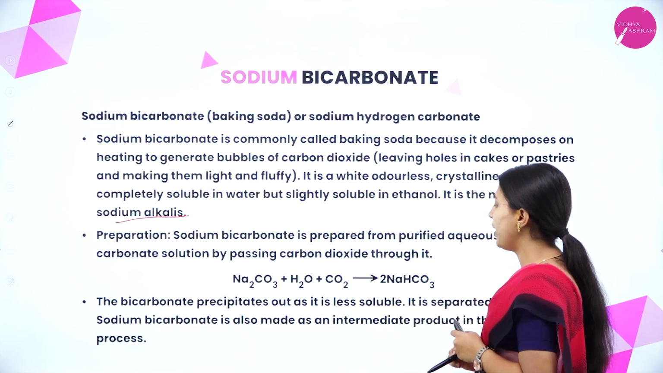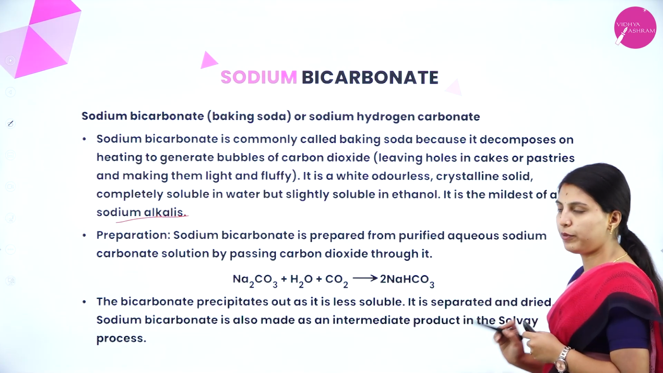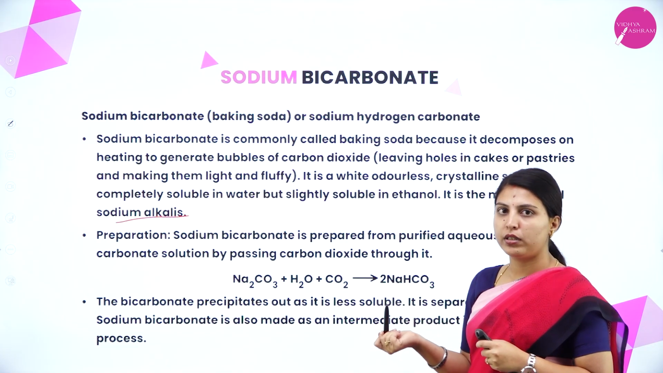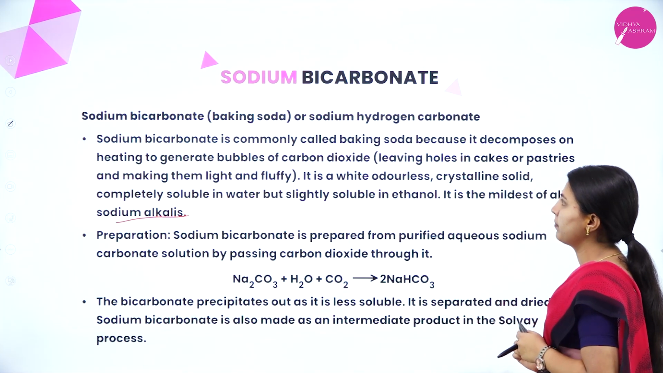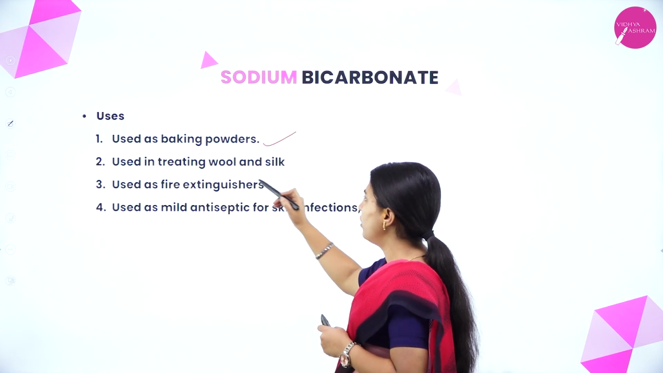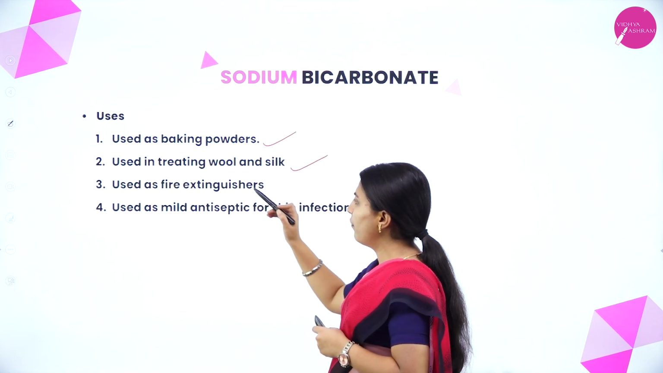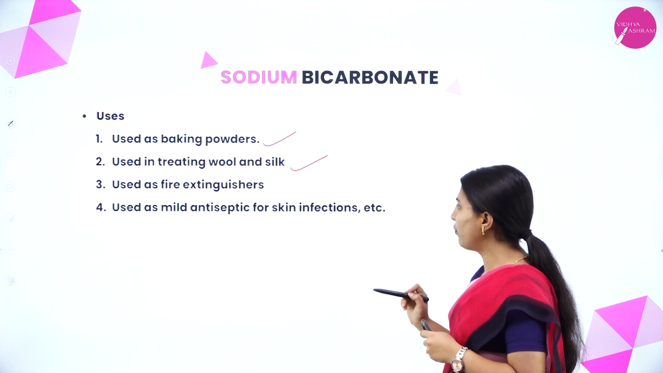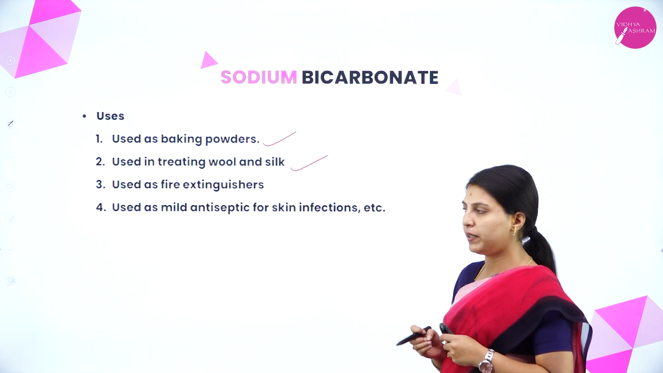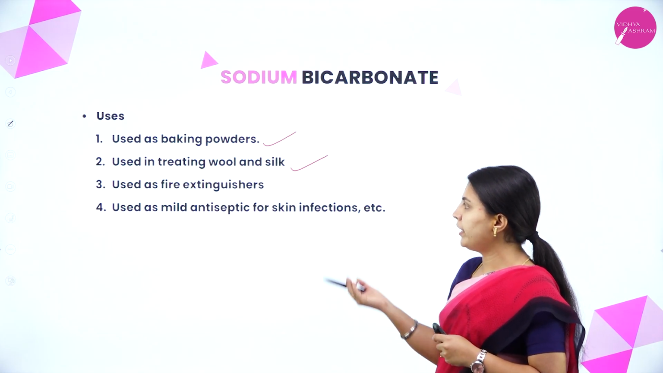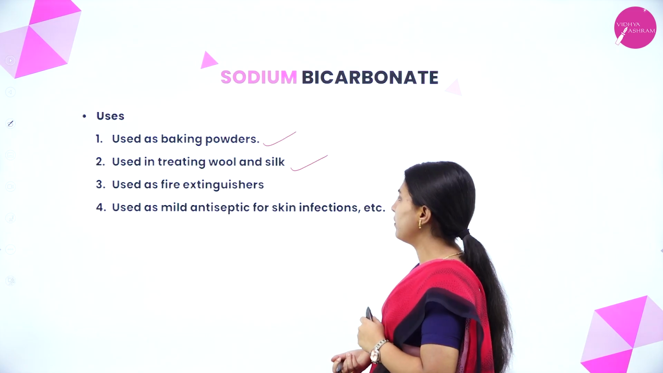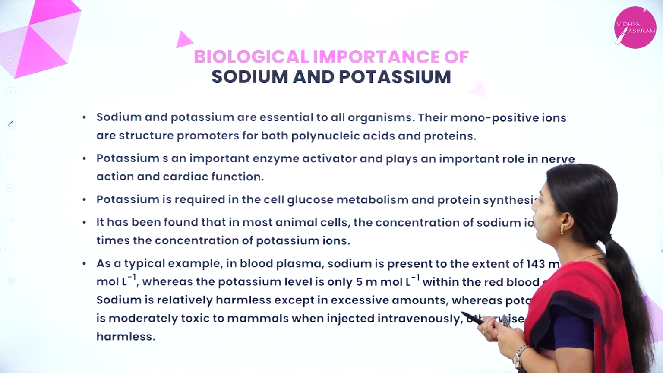Sodium bicarbonate is also made as an intermediate product in the Solvay process. In the Solvay process also we have seen sodium carbonate will be formed. It is an intermediate in that process. Next, uses: baking powders in cake manufacturing, treating wool and silk, fire extinguishers, mild antiseptic for skin infections, etc. Usually this is used for domestic purposes also, and as antiseptic medicine.